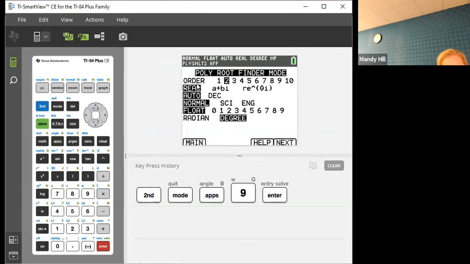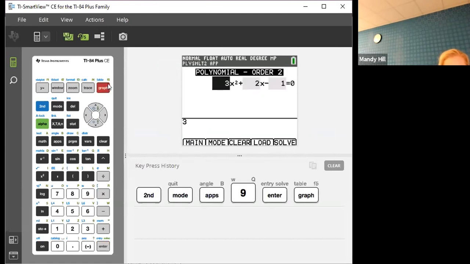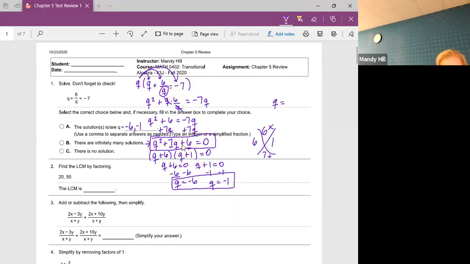So enter. The order is going to be 2 because that's the highest power of exponent. Everything else should be good here. To get next, you hit graph because it's right underneath the next on your screen. Then you want to type in the equation that we had when we were solving ours. The one I'm going back to is this Q squared plus 7Q plus 6. Now we don't have Q, we have X that we have to use.